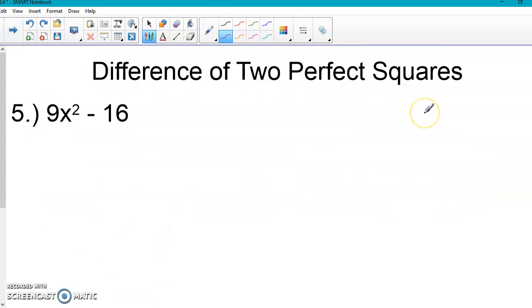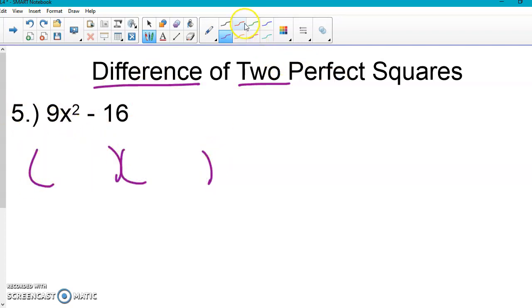All right, so let's break down the name again. Make sure that it is in fact a difference of 2 perfect squares. So difference hits me first. Is this in fact a minus sign? Yes, so it's a difference. Are there 2 terms? Yes. Perfect squares. Are those 2 terms perfect? Is 9 perfect? Yes, 3 times 3. Is 16 perfect? Yes, 4 times 4. So yes, this name is in fact a difference of 2 perfect squares.